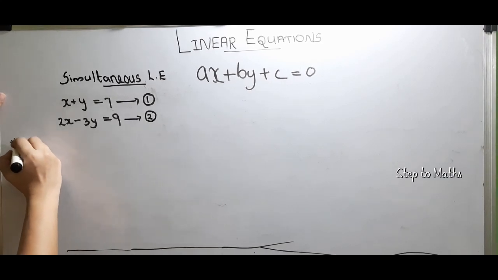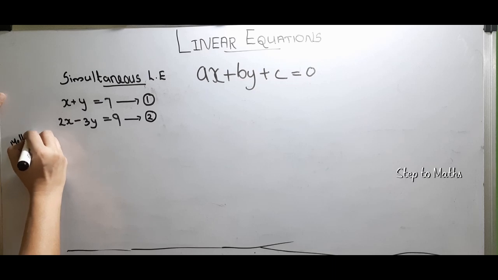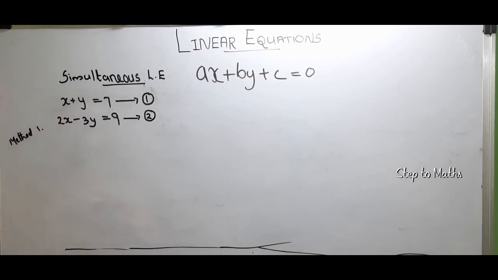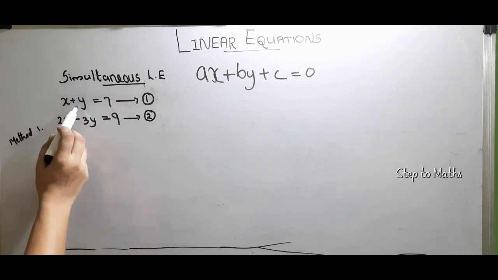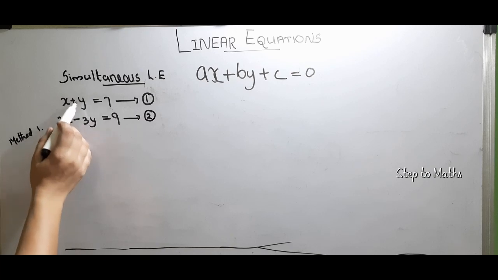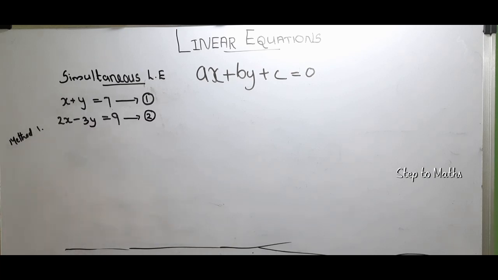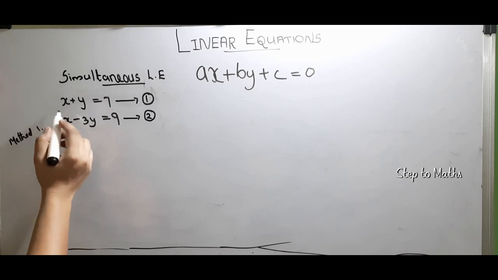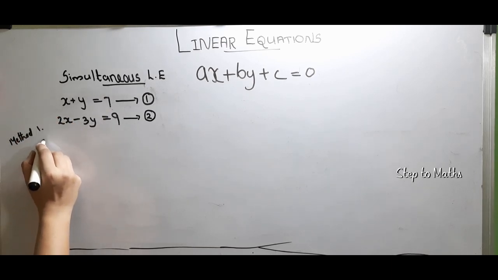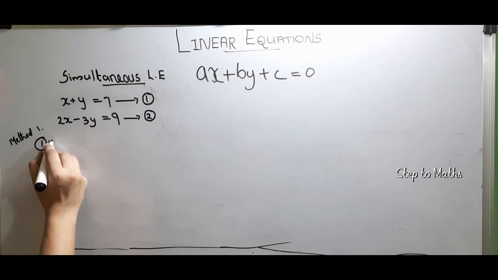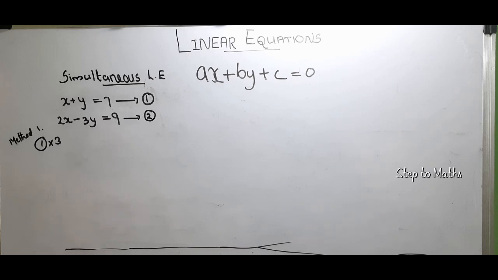Method 1. In this method, we are trying to equate the coefficients. We can equate the coefficient of x or the coefficient of y. Here we equate the coefficient of y. For that, we consider equation 1. We multiply equation 1 throughout by 3. Then the equation's value is not changed.